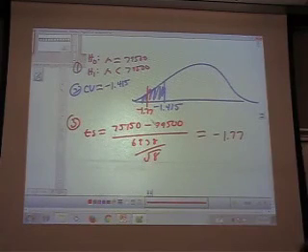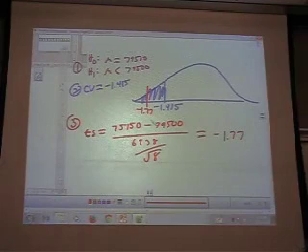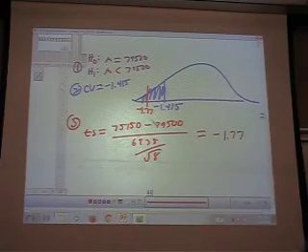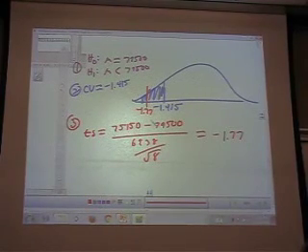So for the H naught and H1, if we put mu1 is less than mu2, is that the same? There's no mu2. You only have one sample. Oh, population. You're right. Okay.